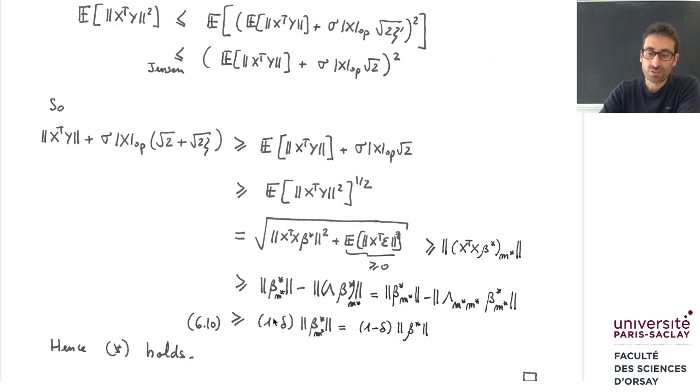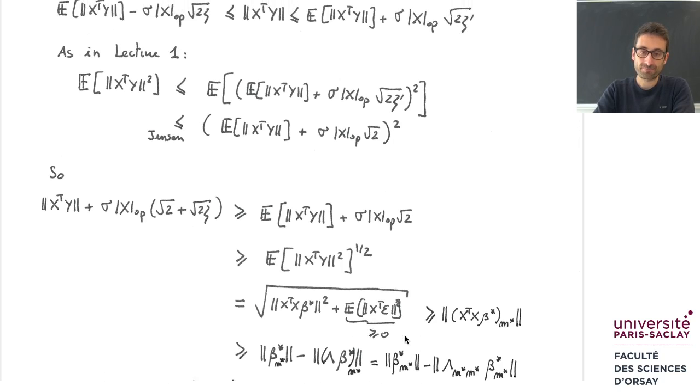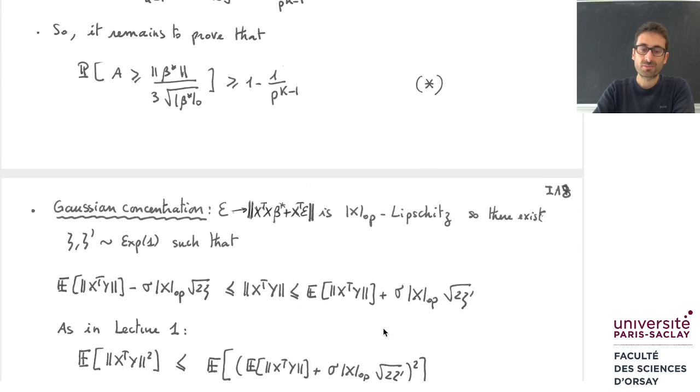And to conclude, we use the fact that m star is the support of beta star, so the norm of beta star restricted to its support is equal to the norm of beta star, so we have again this inequality. So now what we have proved is that this quantity divided by a factor of 1 minus delta is larger than the norm of beta star, right?